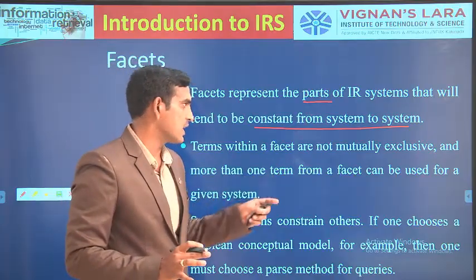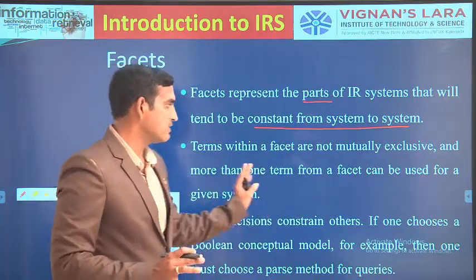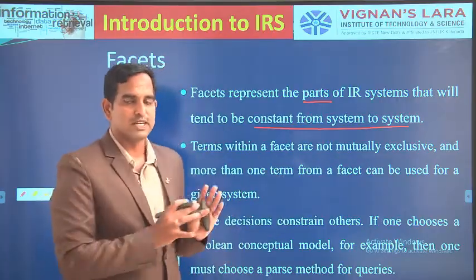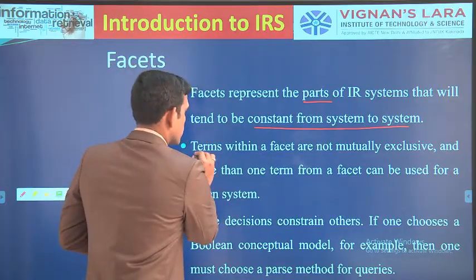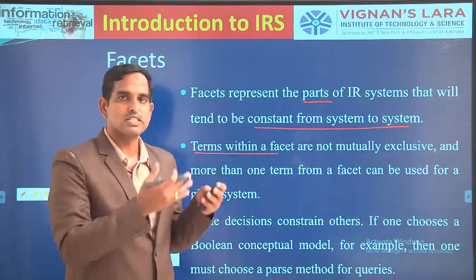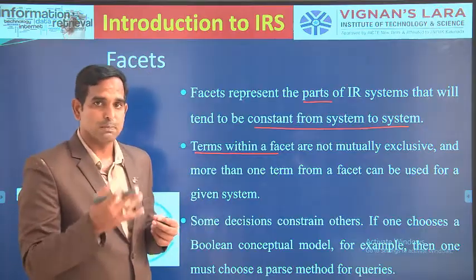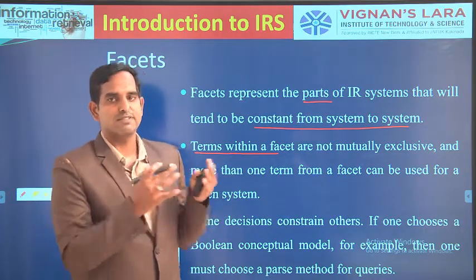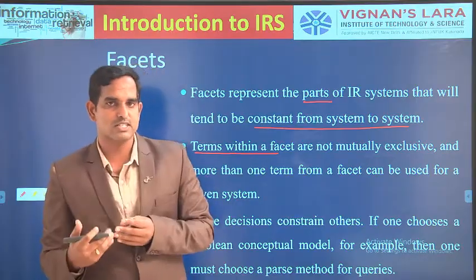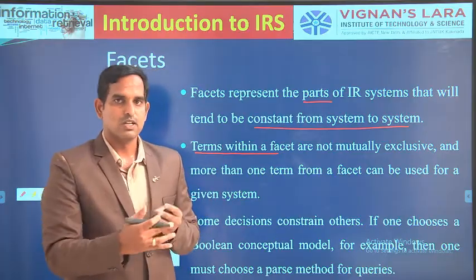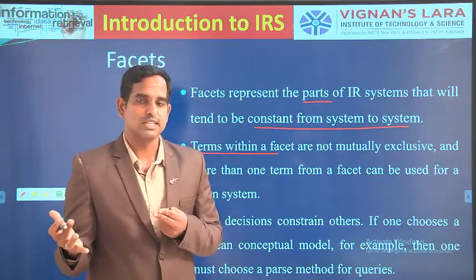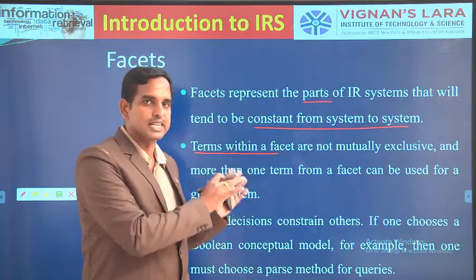The terms within the facet are not mutually exclusive, and more than one term from a facet can be used for a given system. What is the meaning of this particular sentence? Okay, the terms, what are the terms? For example, you will be having various terms for each and every facet. That is, what is the type of hardware which you are going to use as a part of this information retrieval system. Different information retrieval systems will be using different hardwares. So one hardware can be present in one system, another hardware can be present in another system. Those are two terms here. Okay, these two hardwares could be present in one system. That is, more than one hardware type could be present in a particular system.